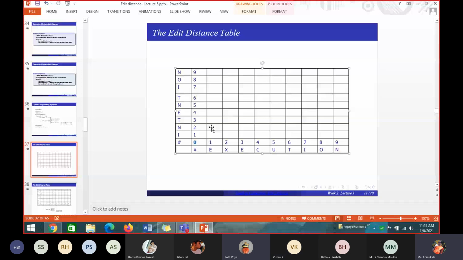The vertical axis is changing. This is J. So we have the cells (1,1), (1,2), (1,3), (1,4), and it goes on like this, right? Then (2,1), (2,2), and so on. So you have to fill like this. First we will fill this value.